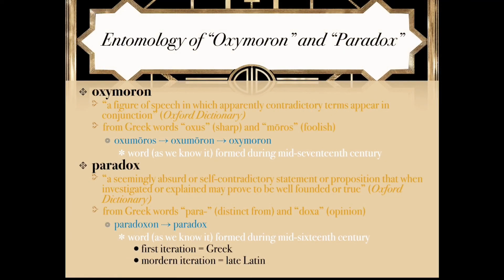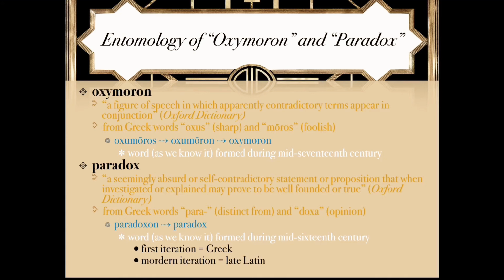The etymologies of oxymoron and paradox are as follows. The Oxford Dictionary defines an oxymoron as a figure of speech in which apparently contradictory terms appear in conjunction. The word derives from the Greek words oxys, meaning sharp, and moros, meaning foolish, and the word, as we know it, was formed during the mid-17th century.